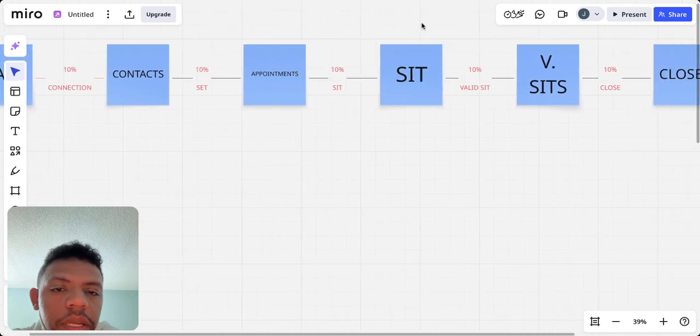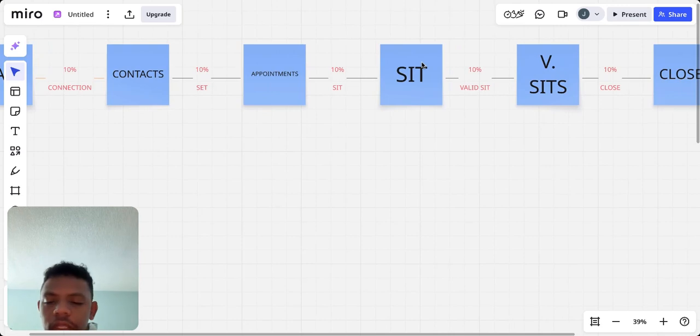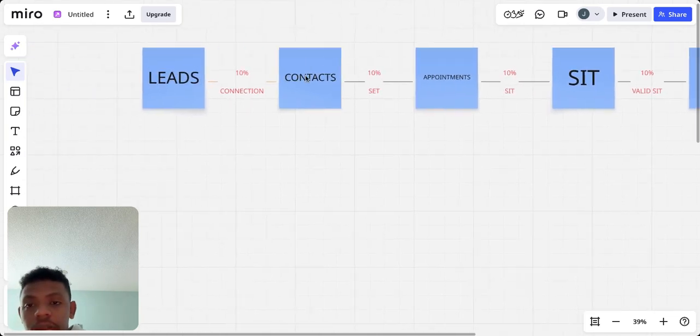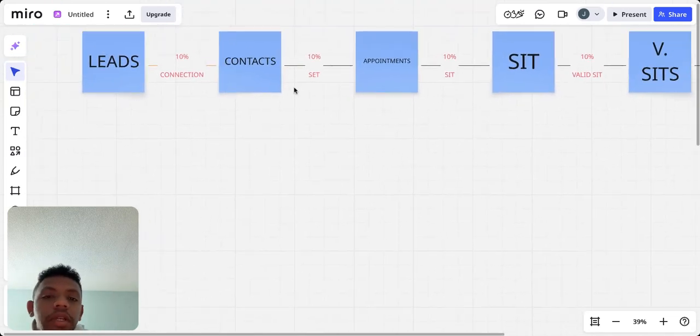So after appointments, it's sit. There are people that set an appointment, right? But out of all the people that set the appointment, how many actually sit down with the closer with the bill in hand? Some people don't have a bill, but need some sort of usage with the utility company, either a bill or usage. How many of those people actually sit down with the closer out of the appointments? Again, depending on the cost of the lead, you can get away with different things.